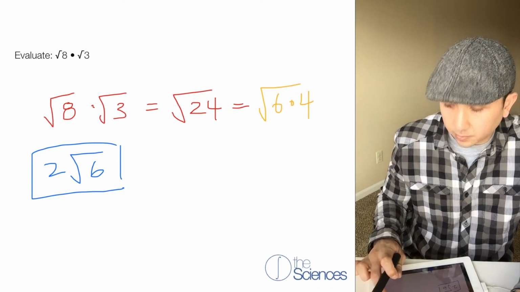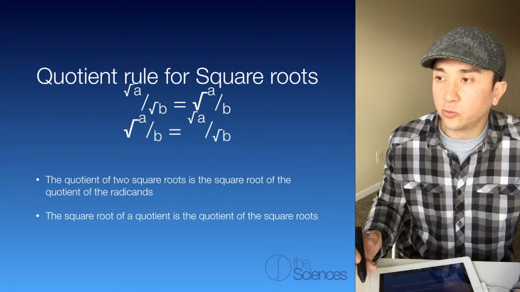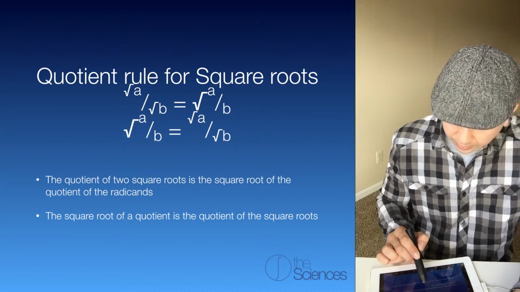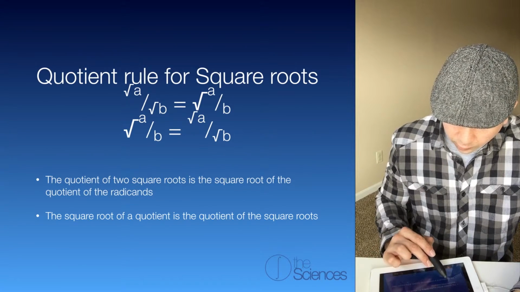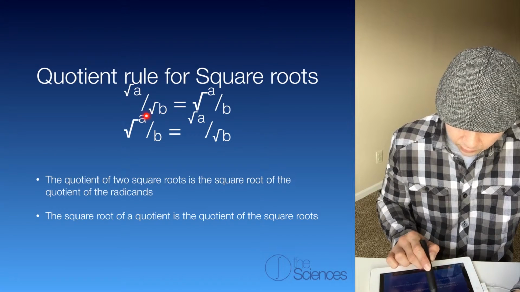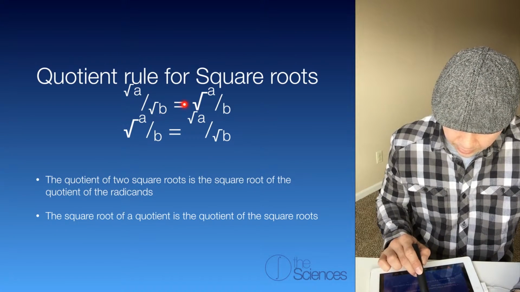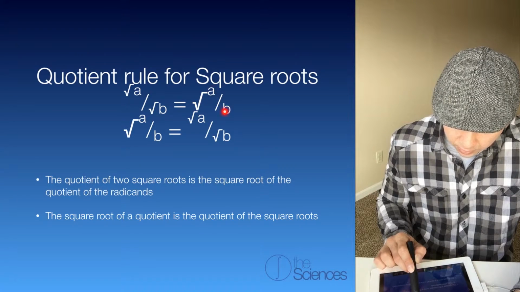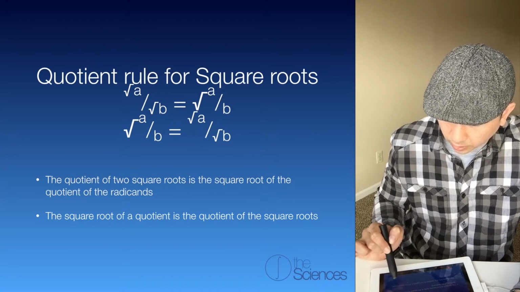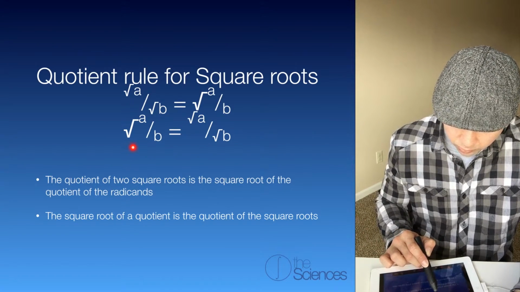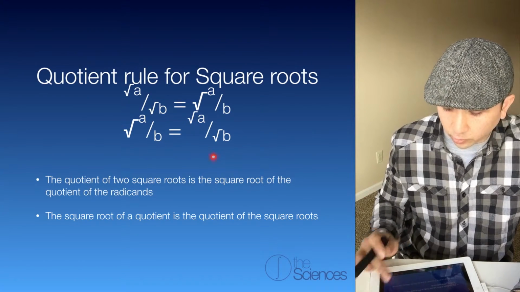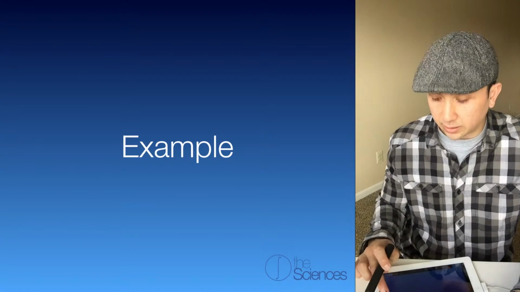So that's our answer. Now the quotient rule for square roots states that the quotient of two square roots is the square root of the quotient of the radicands. So the square root of a divided by the square root of b is equal to the square root of a over b. And then the square root of a quotient is the quotient of the square roots. So the square root of a over b is equal to the square root of a divided by the square root of b. So let's do an example.